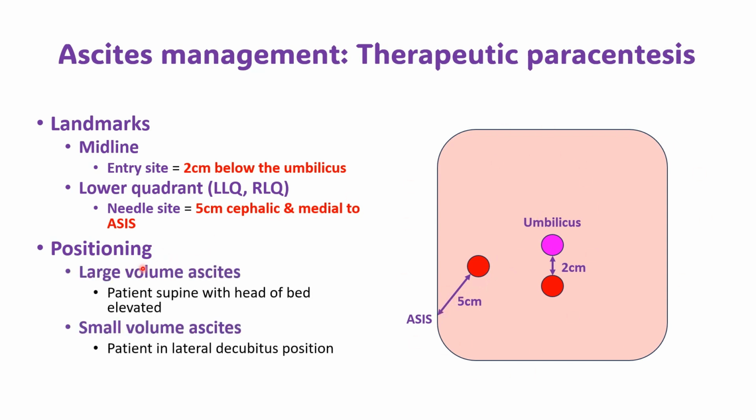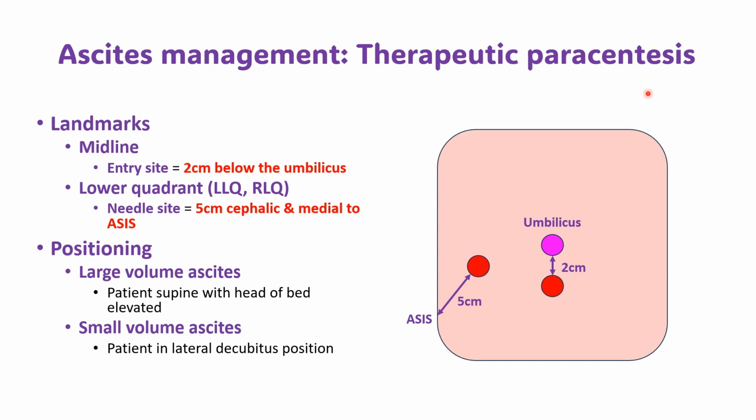When we have large volume ascites, so lots of fluid that needs to be drained, the patient is supine on the back with the head of the bed slightly elevated. And when we have smaller volumes, the patient is on their side in the lateral decubitus position. And when I'm using this term tense ascites, it means when there's pressure on the abdominal vessels. So we want to relieve that pressure.